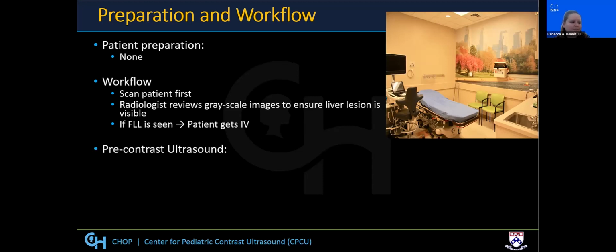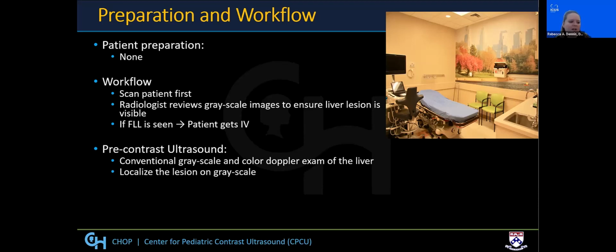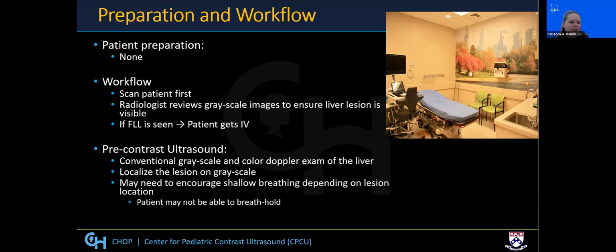just to prevent a child getting an unnecessary IV. For pre-contrast ultrasound, we do a conventional grayscale and color Doppler exam of the liver and localize the lesion on grayscale. You may need to encourage the patient to shallow breathe, depending on the lesion location, but sometimes that's not always possible, especially based off of the age of the patient. And a lot of times they're not able to breath hold.